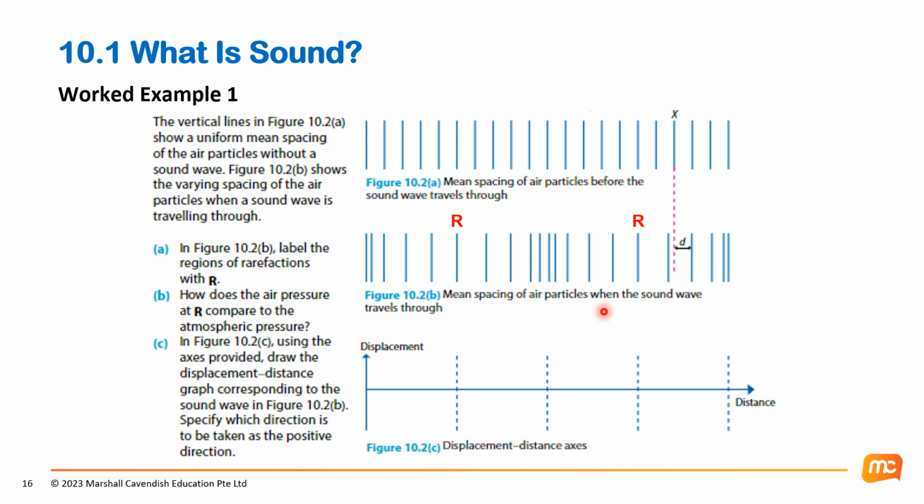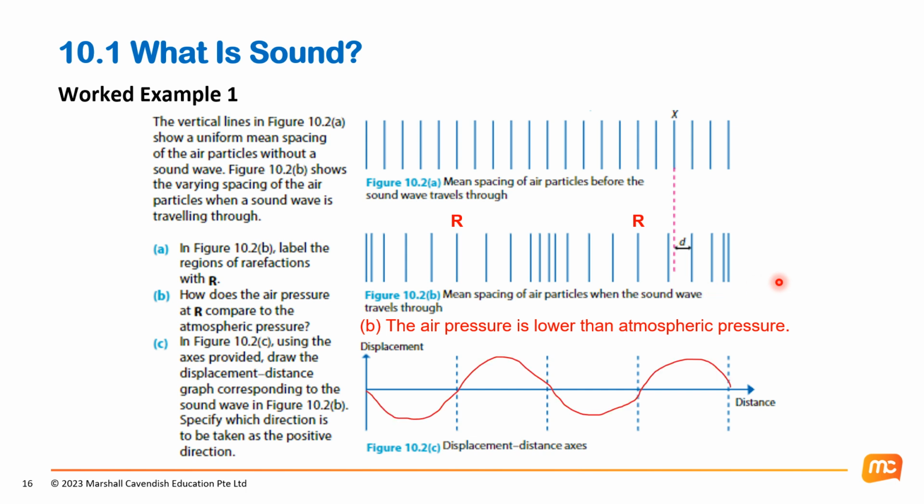So how does the air pressure at the rarefaction compare to the atmospheric pressure? Of course, it will be lower because the particles are further apart. And finally, the displacement distance graph. The principle is what I explained earlier. If you need a recap on that, please go back to the earlier slides and re-listen to the explanation on why the displacements are like this, where near a compression they are positive before, negative after, and near a rarefaction they are negative before and positive after.